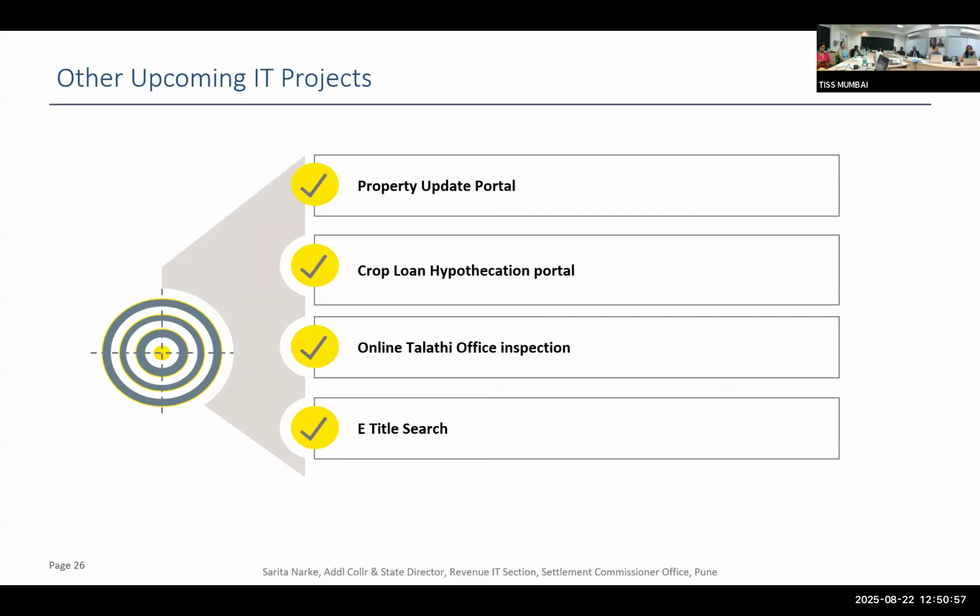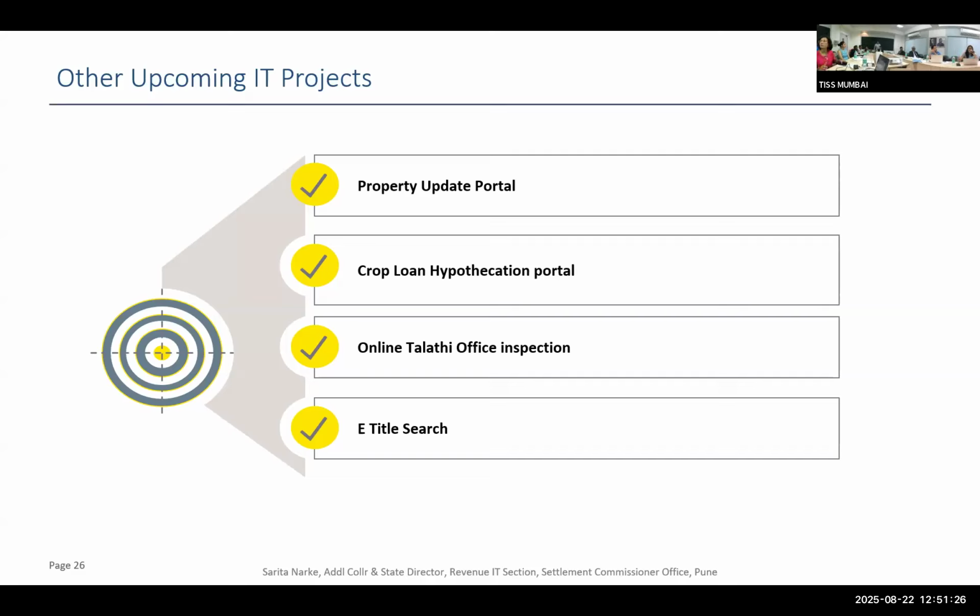Then the second is crop loan hypothecation. As I told you, there are multiple banks which give loans, but unfortunately, which bank has given a loan to this person and on what basis is not recorded anywhere. So we are creating a uniform platform where the crop loan hypothecation information will be available to the bank which is going to give the next loan. They will understand that on the basis of this 712, the person has already taken so much loan. On the basis of that, they can decide whether to give a loan or not.